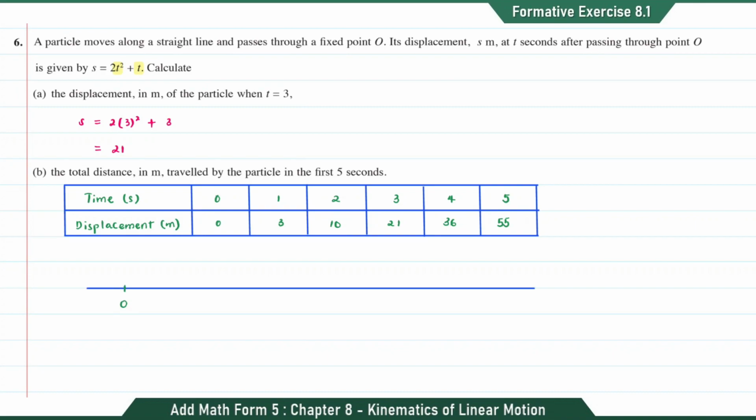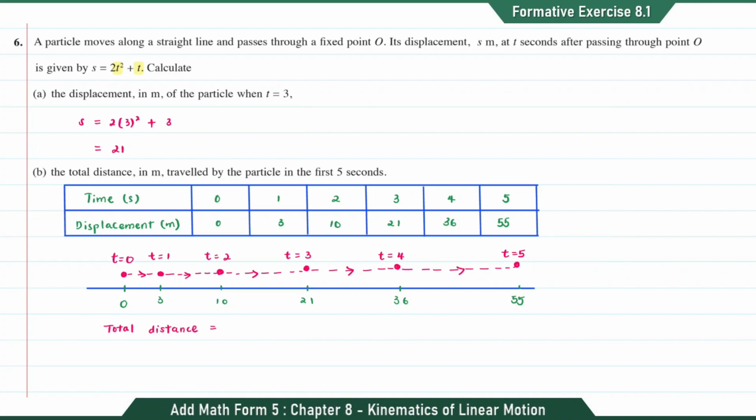Then next, we can transfer the displacement onto the number line. So the particle moves in one direction, which is to the right of the fixed point O, starting from the time t equal to 0 until t equal to 5. Therefore, the total distance will be 55.